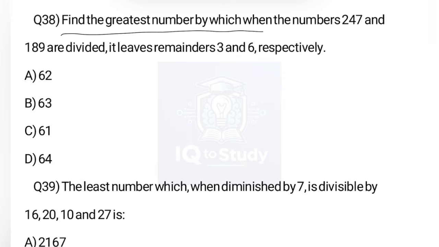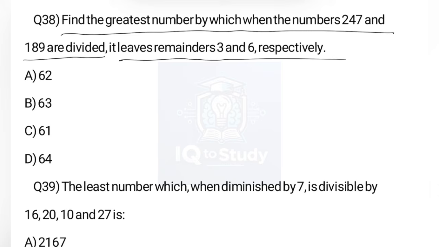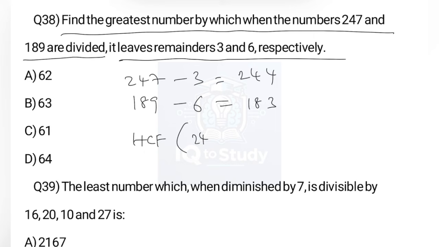Find the greatest number by which when numbers 247 and 189 are divided, it leaves remainders 3 and 6 respectively. Given numbers are 247 and 189 and it leaves remainders 3 and 6. So 247 minus 3 is 244 and 189 minus 6 is 183. Let's find the HCF of 244 and 183. That is equal to 61.